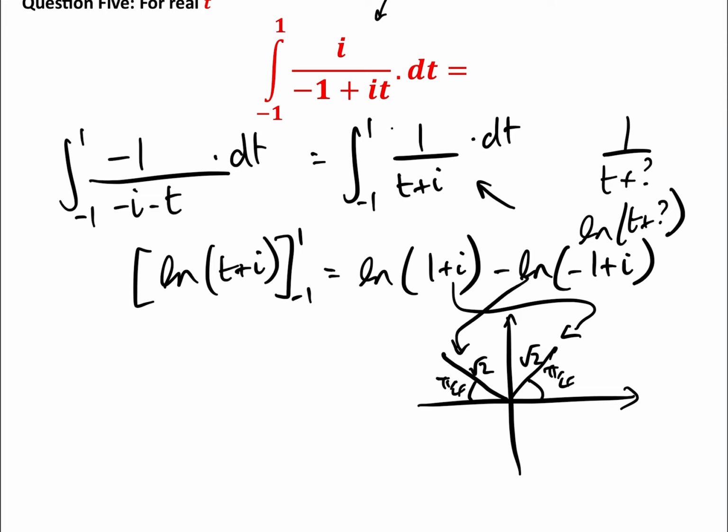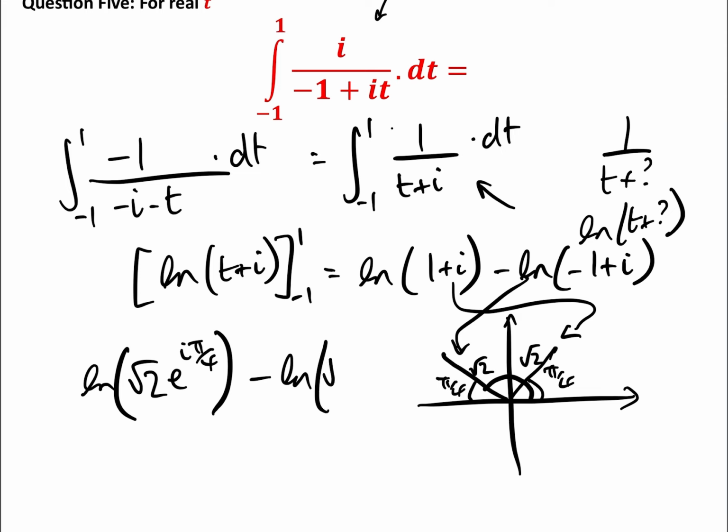So basically we can rewrite these two as log of, well, 1 plus i we can write in polar form as root 2, which is the modulus, e to the i pi over 4, minus, and 1 minus i we can write as, remember we have to measure the angle from here, which is 3 pi over 4, minus log of root 2 e to the i 3 pi over 4.